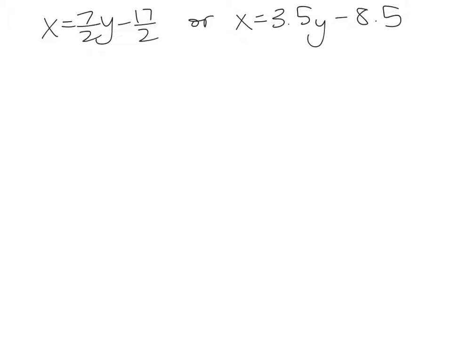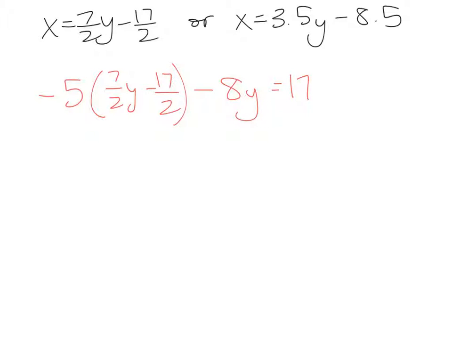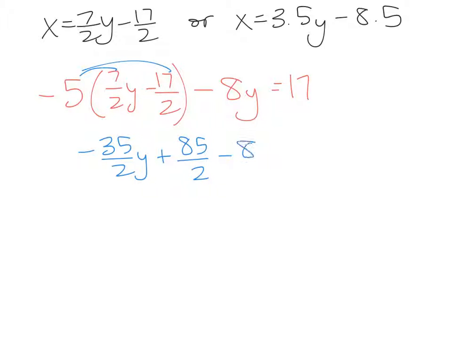So when I do that, I'm going to get negative 5 times 7/2 y minus 17 over 2, minus 8y is equal to 17. So again, my next step is to distribute. Now again, I'm going to play in fractions just so you can see it. So when I distribute here, I get negative 35 over 2y plus 85 over 2 minus my 8y is equal to 17. Just like before, I'm going to combine like terms.